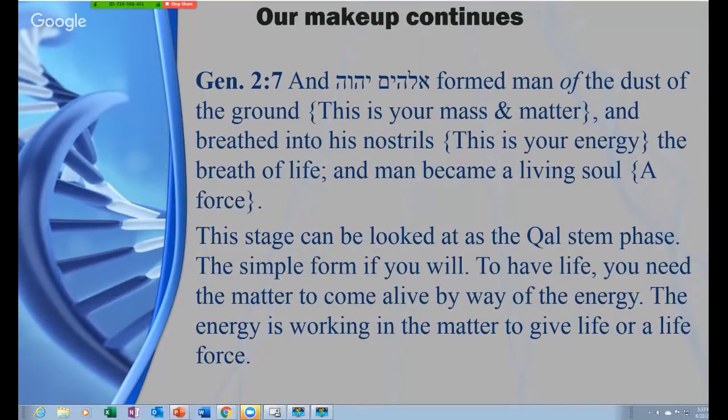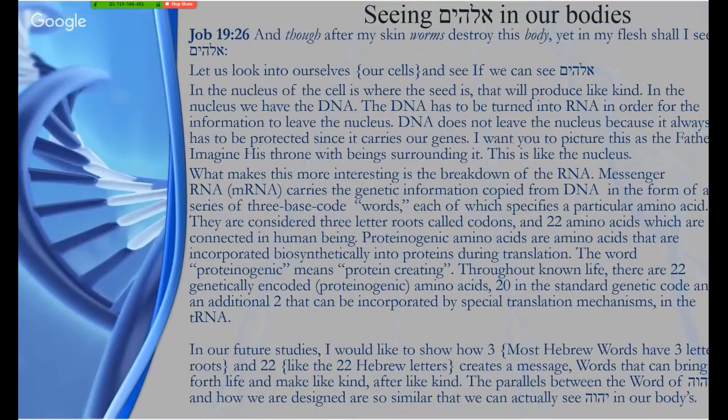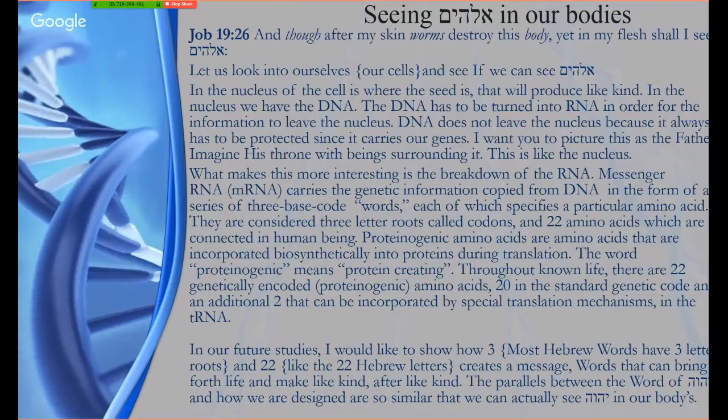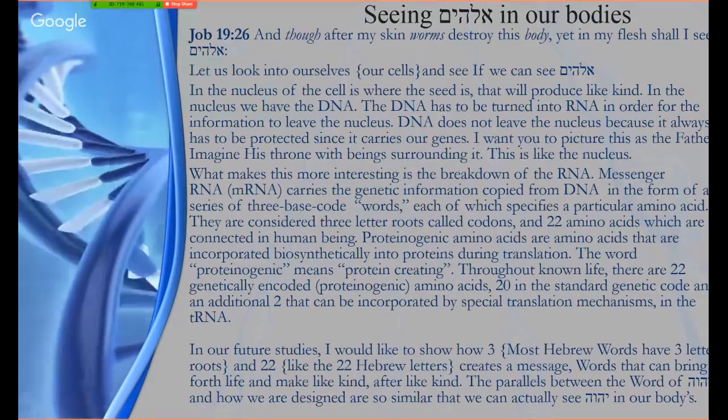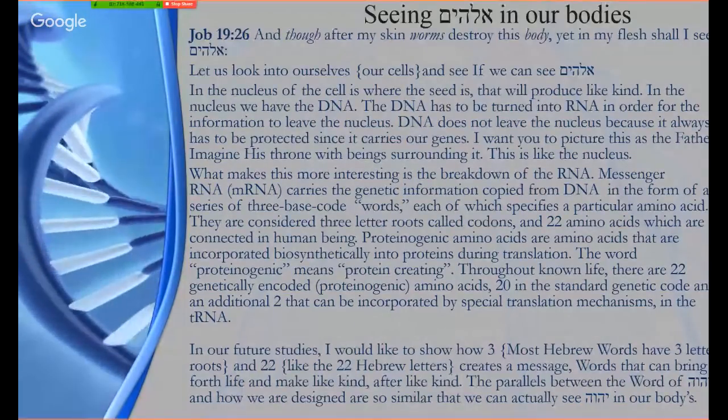Job, we got about 2, maybe 3 more slides and I'll stop. Job 19:26 says, "And though after my skin, worms is implied, destroys this body is implied, yet in my flesh shall I see Elohim." How can you see Elohim in your flesh?